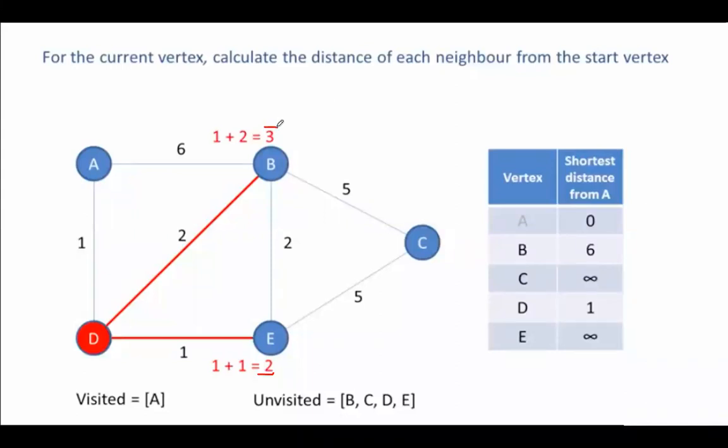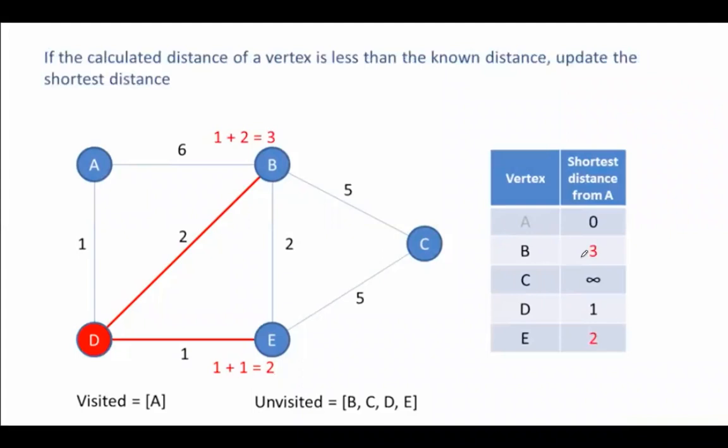Is it clear? Now this distance is compared with the table. The new distance to B is 3, but the previous distance was 6, and 3 is less than 6, so replace it with 3 here. E's distance is infinite, but 2 is less than infinite, so replace it with 2 here. Is it clear? So 3 we got here, 2 we got here, and the D task is over. We mark D as visited.